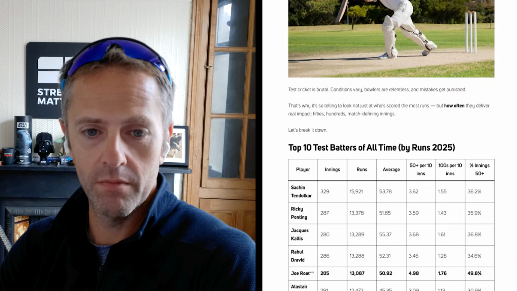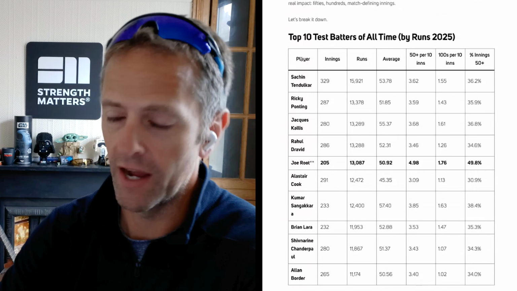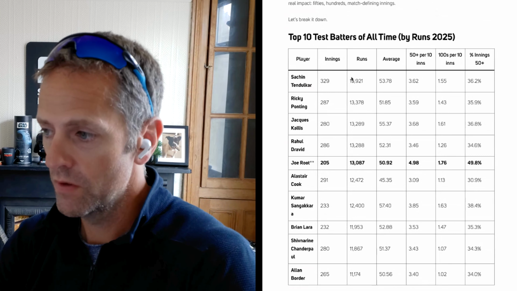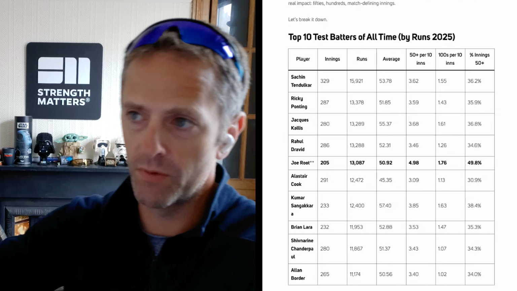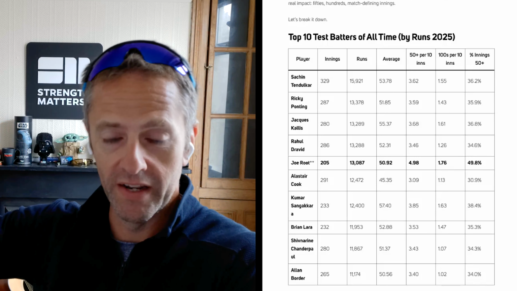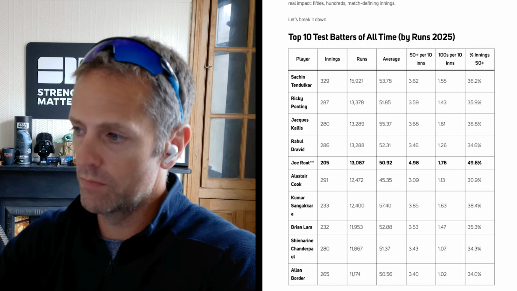And the top 10 Test batters of all time. Yep. Now, I've looked at the number of innings they've had and the number of runs they've scored, and it's all based on number of runs, okay? You could have looked at it a different way, looking at the best players who've had X number of innings and averaged over 50, for example, but I've gone for just total runs to make it simpler.